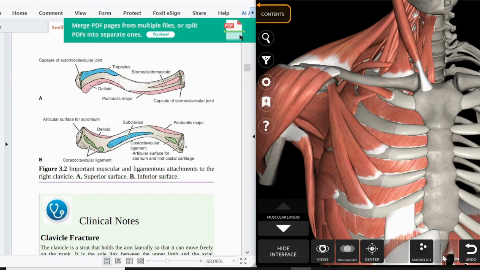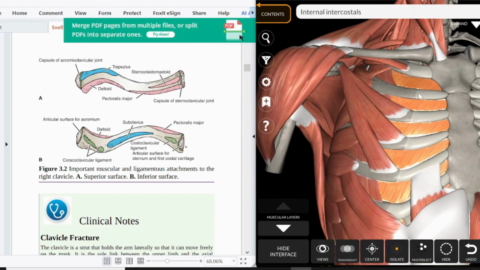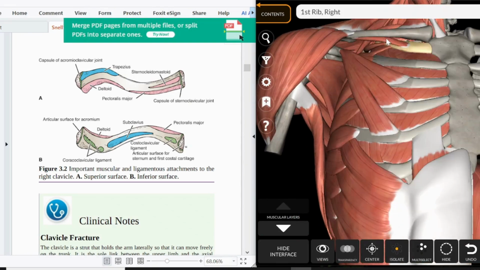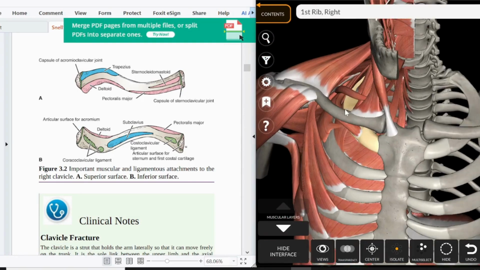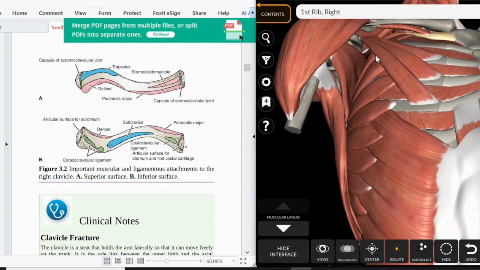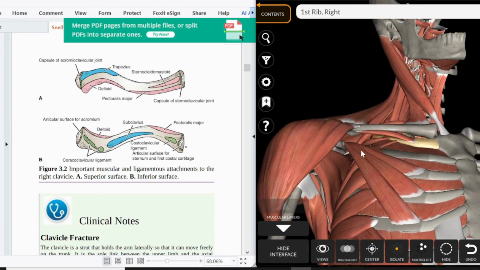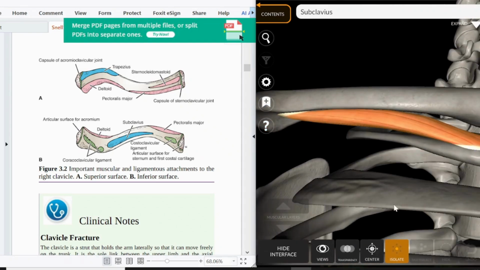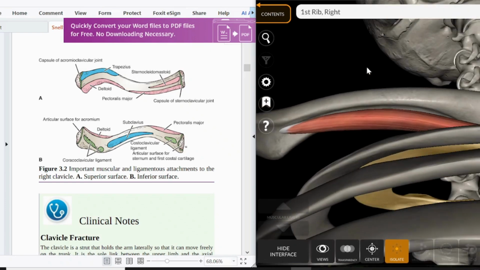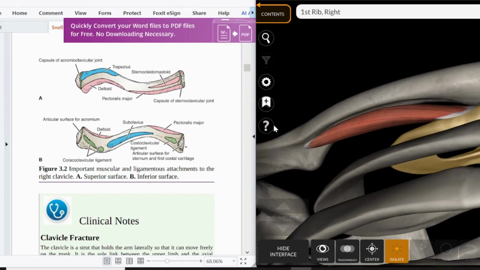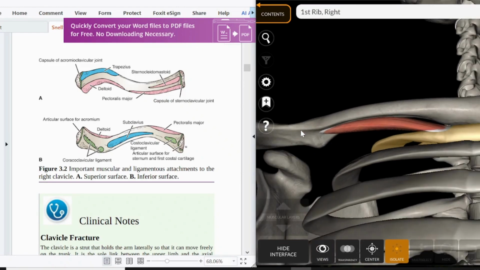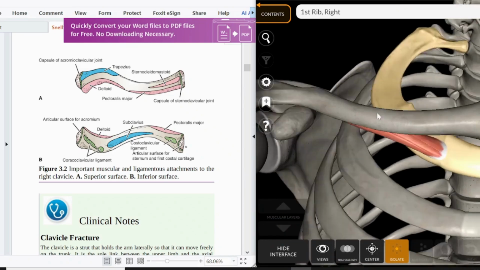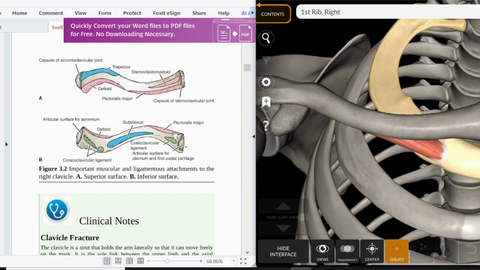If I hide this muscle, it originates from the first rib and inserts on the subclavian groove, which is present posteriorly. This is your subclavius muscle. If I isolate it, you can see the subclavius muscle originating from the first rib and inserting just near the conoid tubercle on the inferior surface. Okay, I hope all the muscles and ligaments are covered.